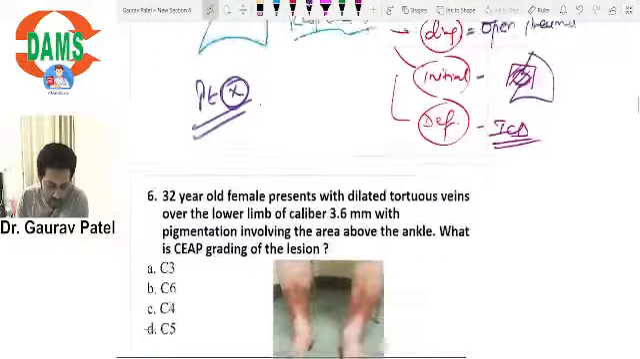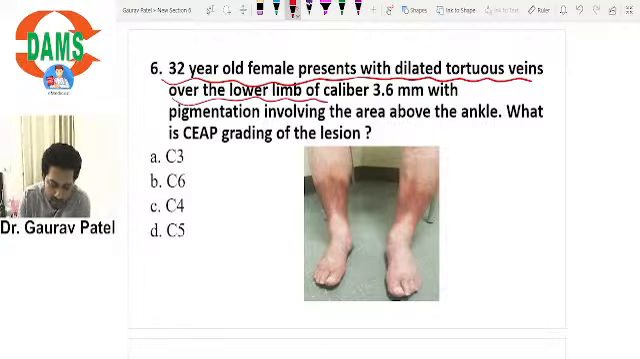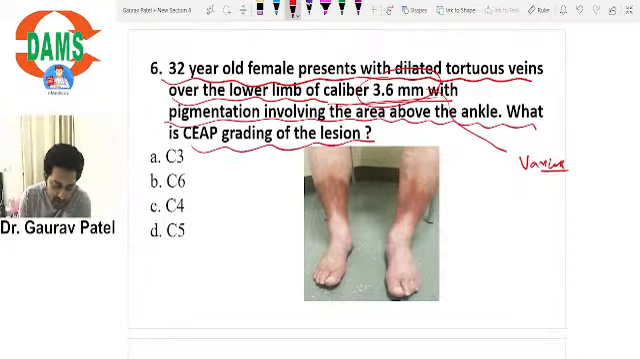Okay, so 6th question. A 32-year-old female presents with a dilated tortuous vein over the lower limb with a caliber of 6.6 mm, meaning it is a varicose vein, with pigmentation involving the area above the ankle. What is the CEAP grading of the lesion?